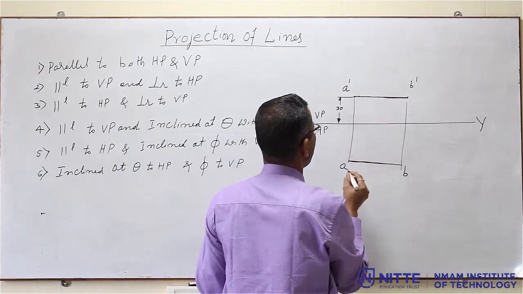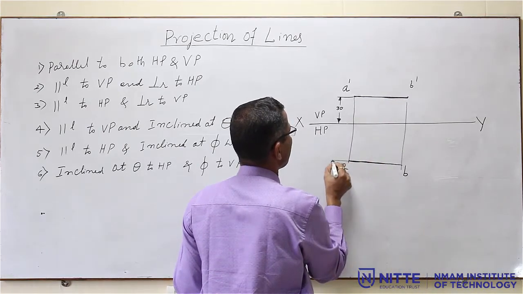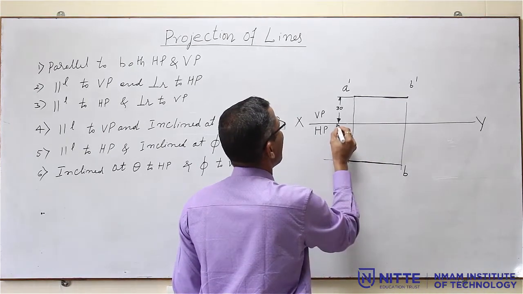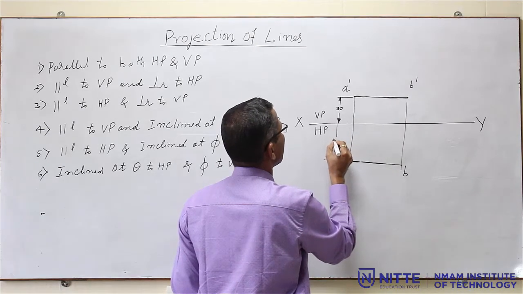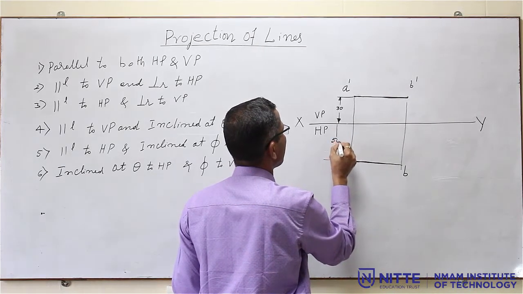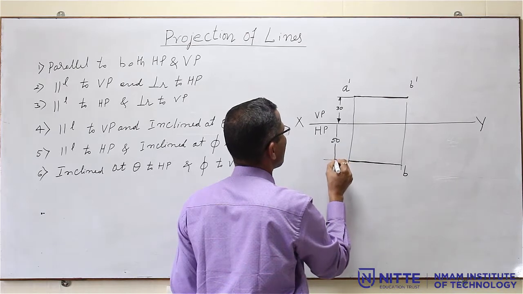This is the top view, and give the dimension of this. Just project a light line and mention the dimension, whatever is given in the problem.